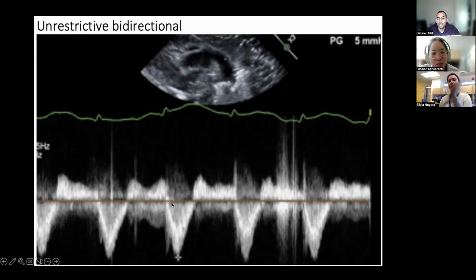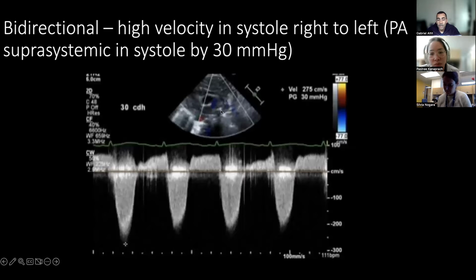So this particular patient has very low velocities, very large duct, and there's rapid equalization of pressure because these velocities are very low. They're like below 1 centimeter per second. Compared to this one, this was actually the same patient before we gave the PGE. And you can see that the velocities are much higher. They're above 2 meters per second.